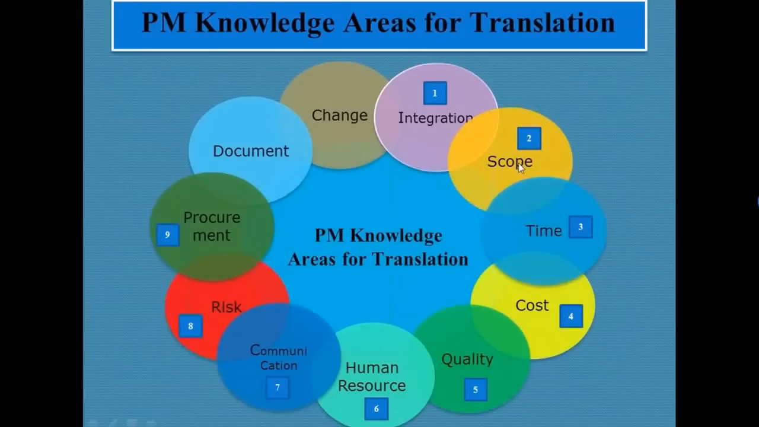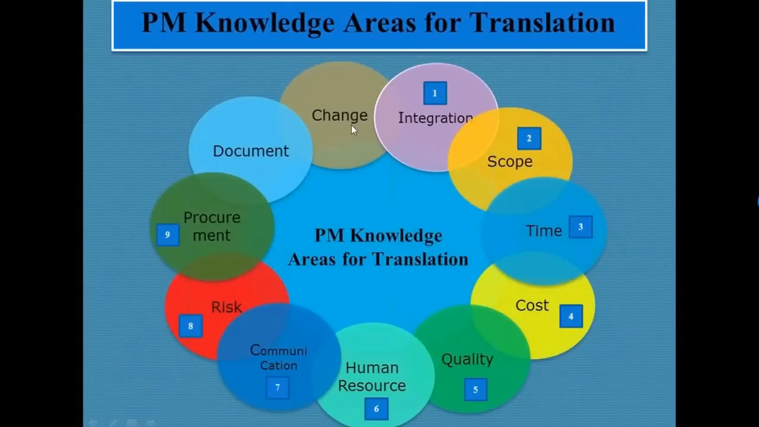and then comes defining a scope, defining time, defining cost, understanding quality requirements of the client, and based on all these 5 requirements, you hire the human resource, maintain communication with them, and while doing all these activities, you cover the risk and then do procurement. Once the procurement is done, that comes under documentation. Means documentation must be done, and the last part is change.